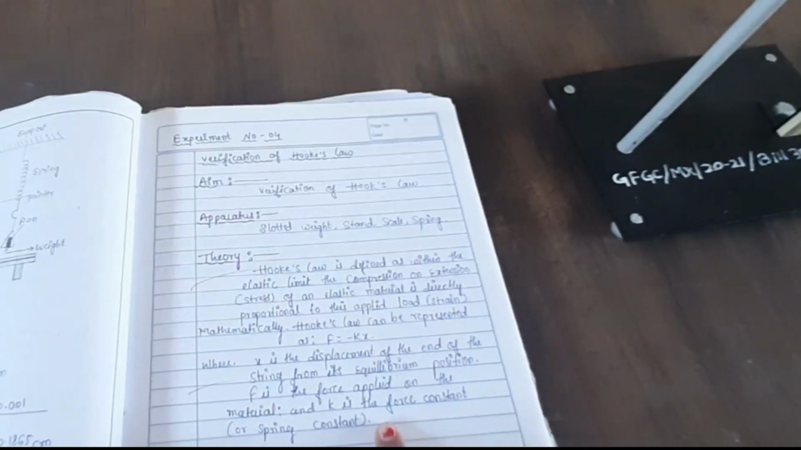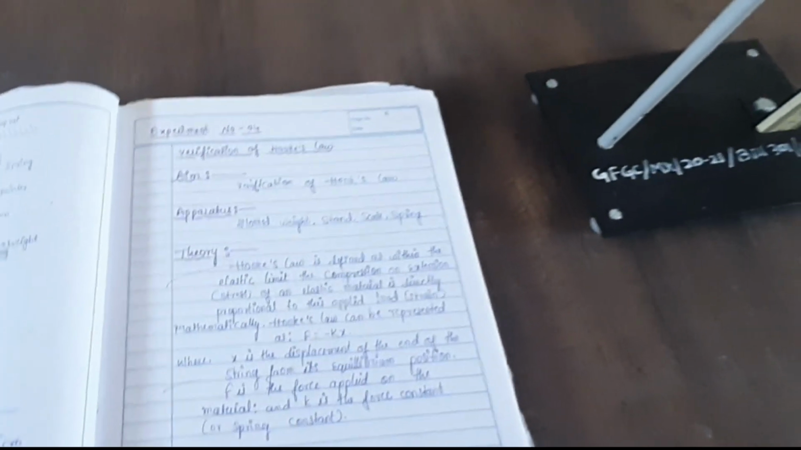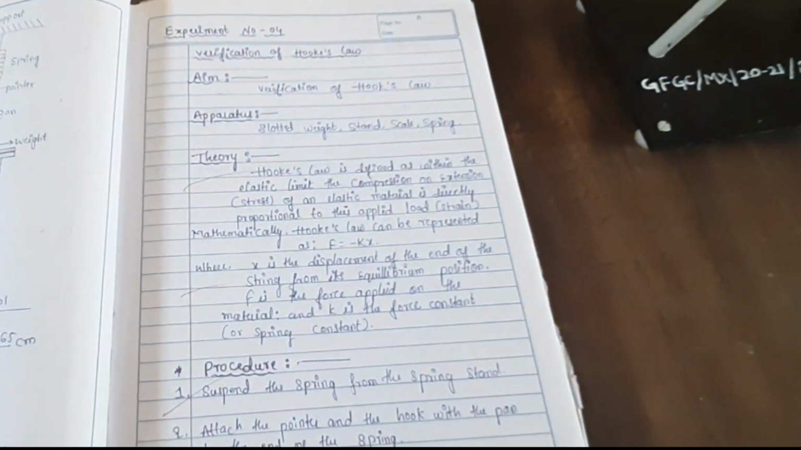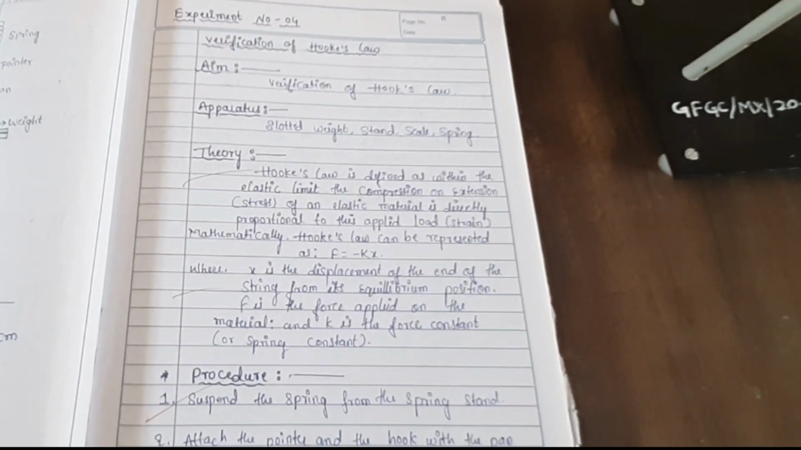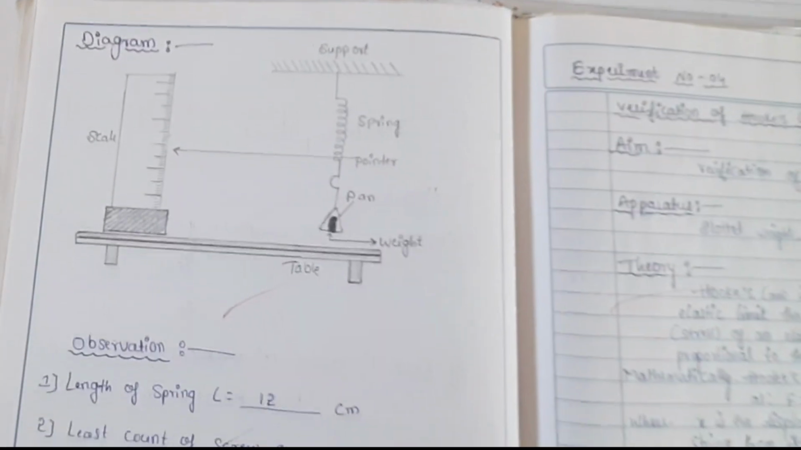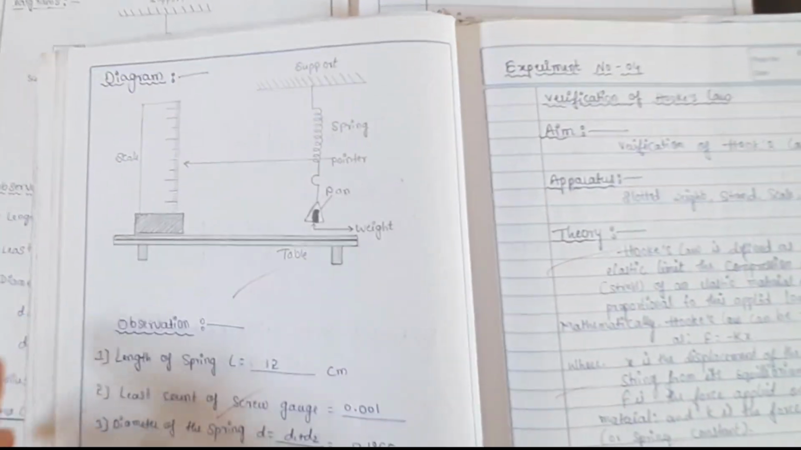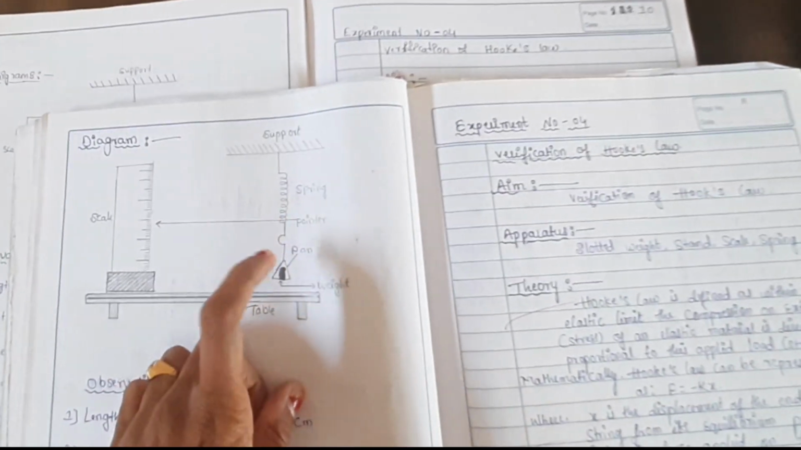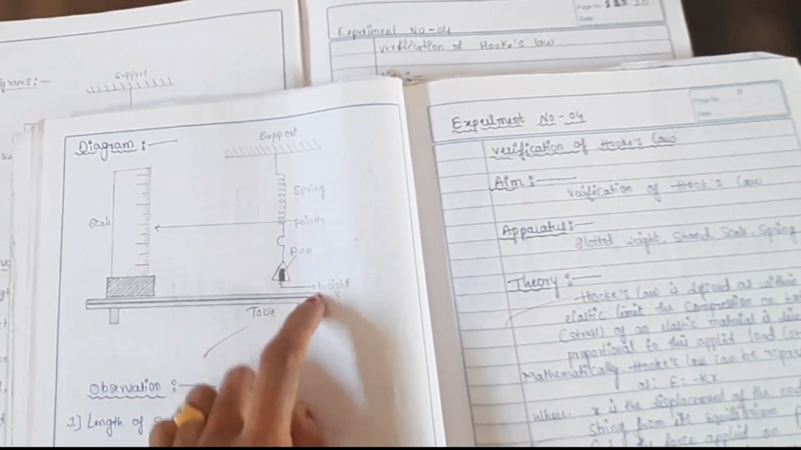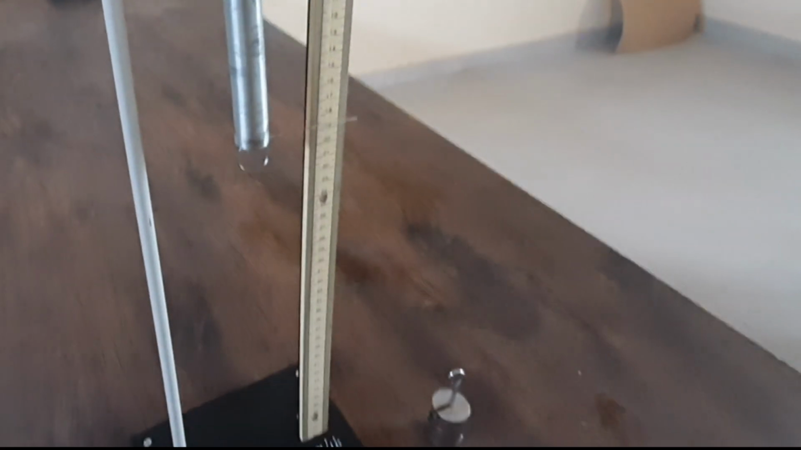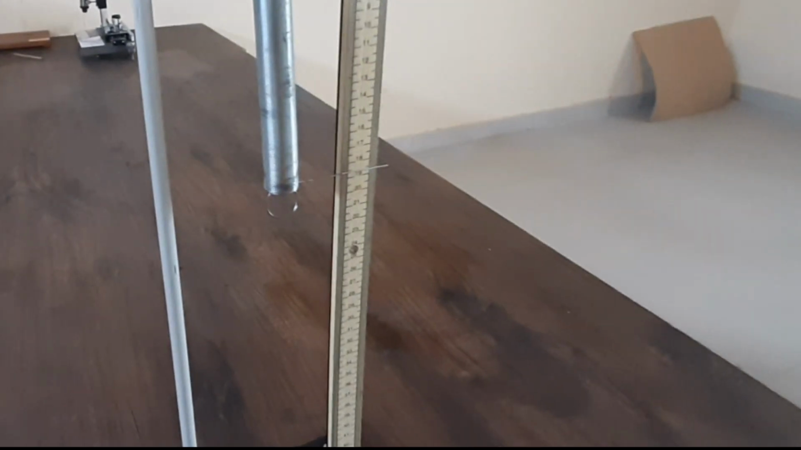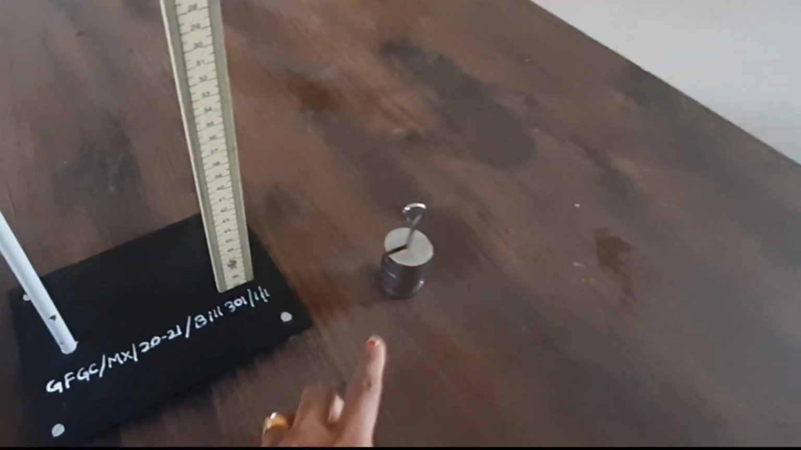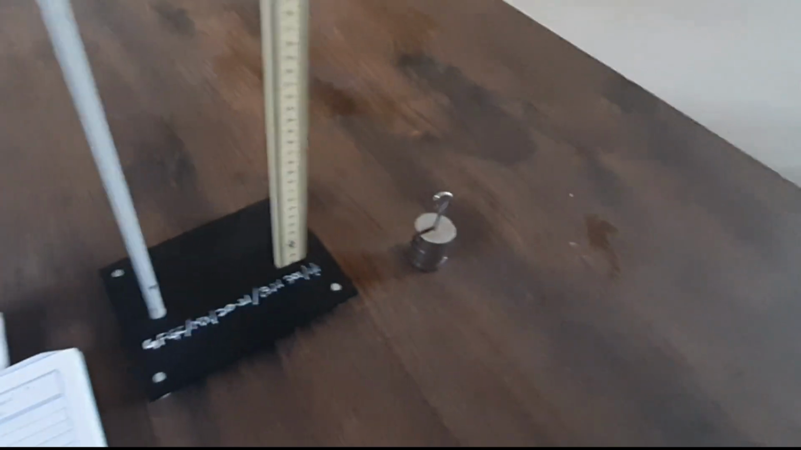So we have to verify Hooke's law. Just read the theory behind that, and this is how the diagram looks. We need apparatus: scale, spring, pointer, and a pan to put the weights. This is already set up here. You can see the spring, scale, and these are the weights we have to use.